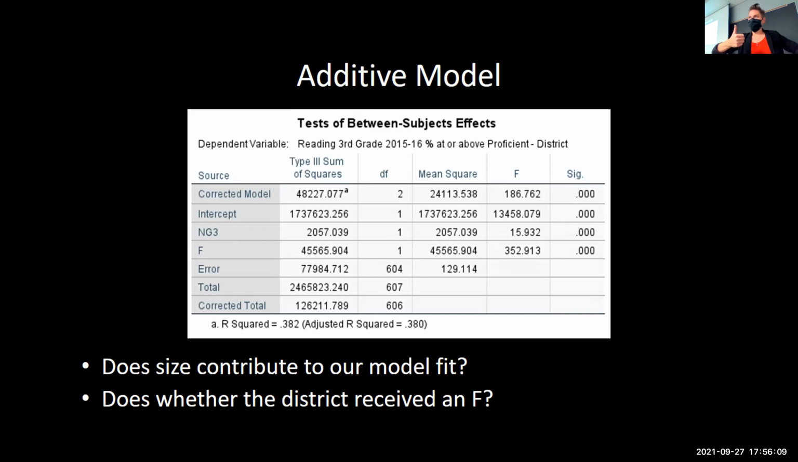I got one yes vote. Anybody else? One more yes vote? I got 2 yes votes, 4 yes votes. Woohoo! Yes. I got secret yes votes. Yes, and you know that because number in grade 3 has a significant F test. What about whether the district received an F? Yes, it also is contributing to our model fit, reducing our error. Thank you.